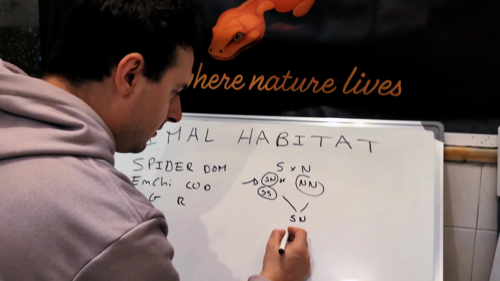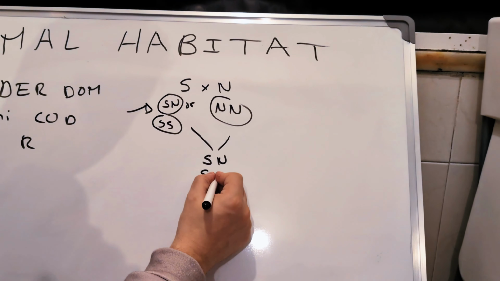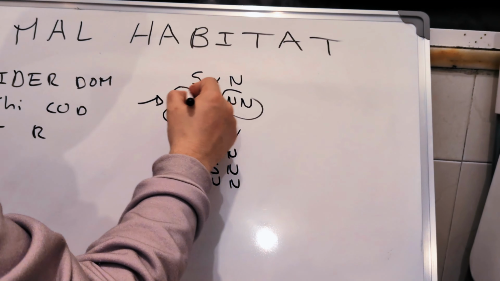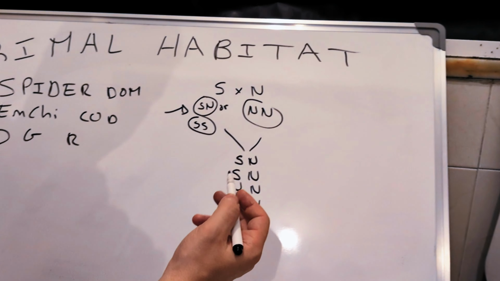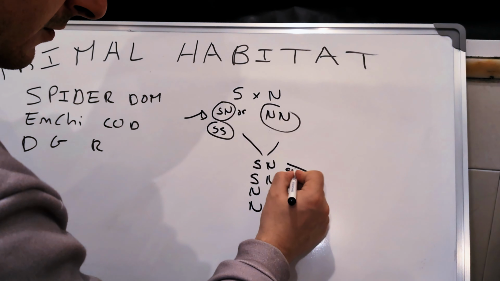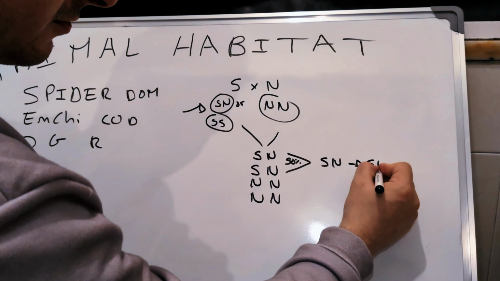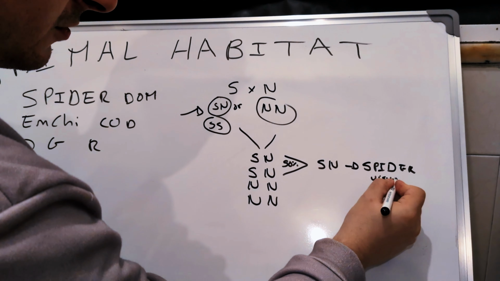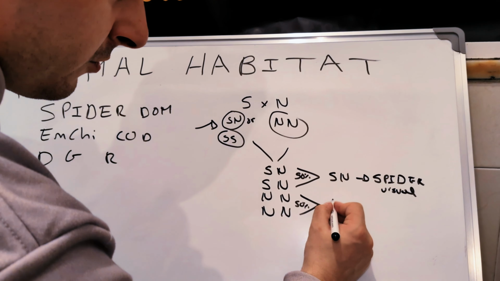SN, SN, SN, NN, NN. So breeding a spider to a normal, we would get in 50% of the cases SN, which is spider visual, and in the other 50% of the cases we would have normal.